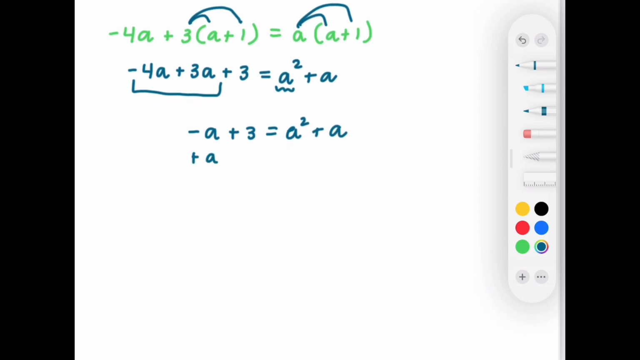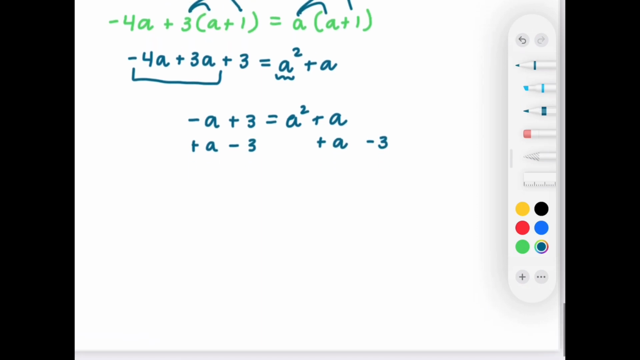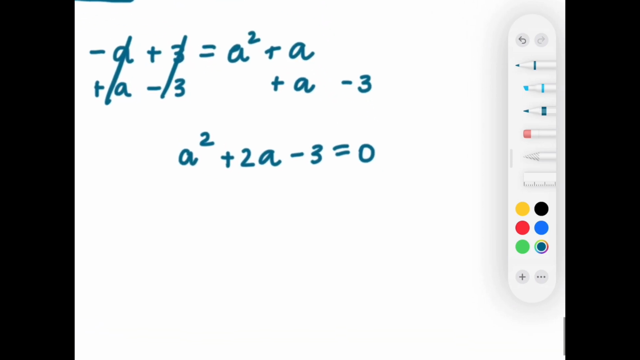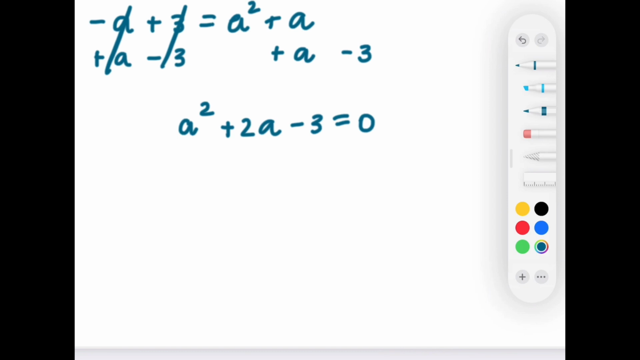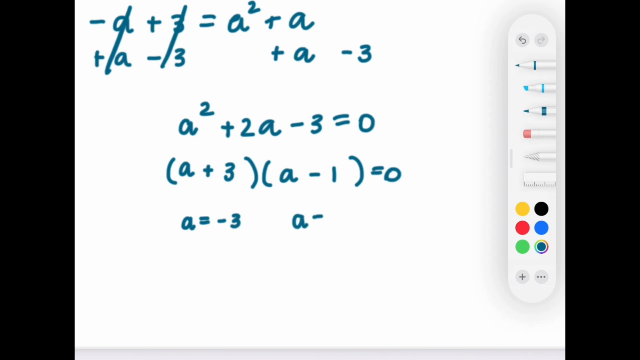So I'm going to add a to both sides and then subtract 3. So these cancel because that was our goal. And then we have a squared, combined like terms, plus 2a and then minus 3. So remember to put it in descending order so you know you can factor. All right, and then we're going to factor. So figure out what multiplies to negative 3 and adds to 2. So that would be a plus 3, a minus 1. And then we set both of those factors equal to 0. So a would equal negative 3 and a would equal 1.